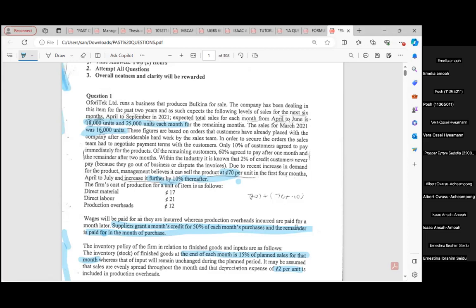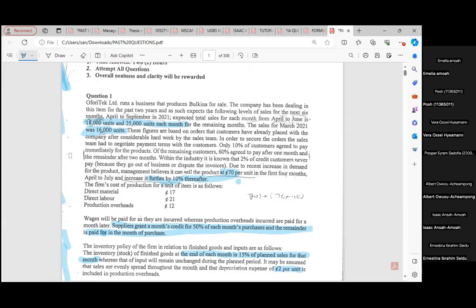But Emilia, if they're telling you that the remainder is paid in the month of purchase, all they are telling you is that after you gave the 1 month credit for 50%, the other half is paid when you buy. Right at when you buy, you pay 50% of it. So that becomes the first payment. That becomes the initial payment. Though here they have spoken about a remainder, this remainder is actually the initial payment that you have to do. And then you will come back to do the other payment later in the other month.